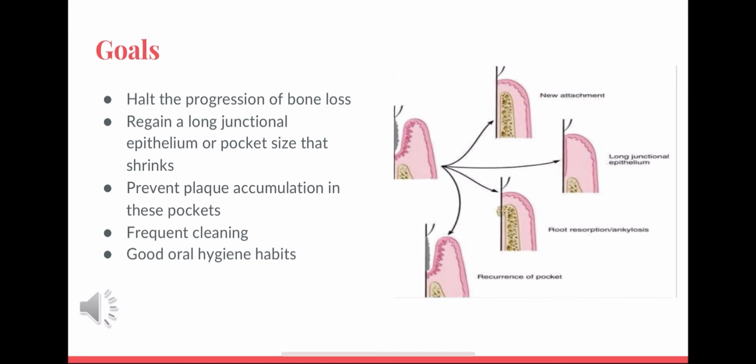So you may be thinking, how do we treat periodontitis? And it's important to note that there's no cure. We can only help maintain and relieve the inflammatory response of the mouth. So we try to halt the progression of bone loss. We try to stop that immediately by performing a deep cleaning, and hopefully that regains long junctional epithelium and reduces the pocket size in return. And we help prevent plaque accumulation in these pockets with good oral hygiene habits, and again, coming into the dentist.